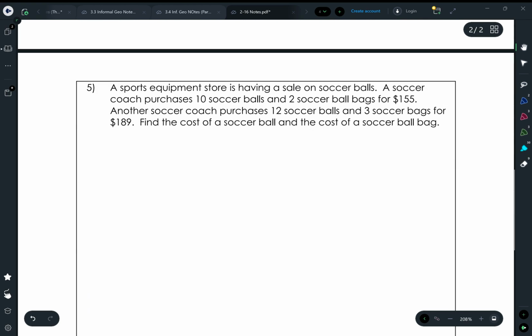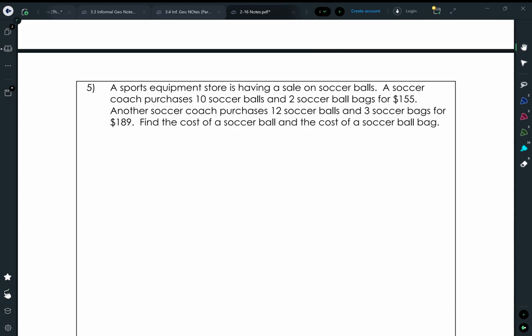A sports equipment store is having a sale on soccer balls. A soccer coach purchases 10 soccer balls and 2 soccer ball bags for $155. Another soccer coach purchases 12 balls and 3 bags for $189. Find the cost of a soccer ball and the cost of a bag.